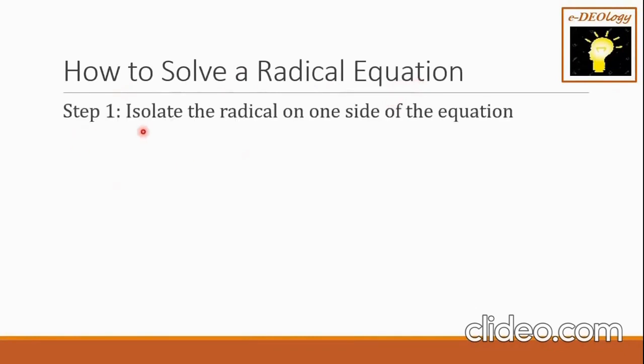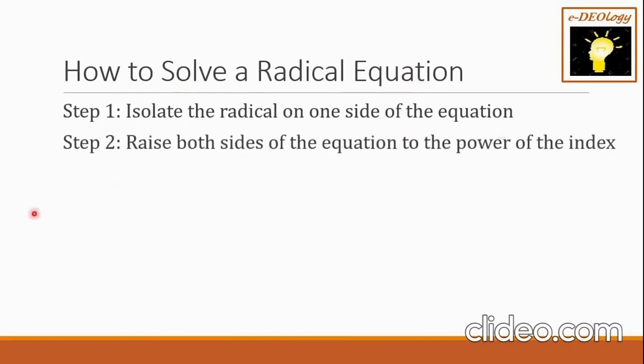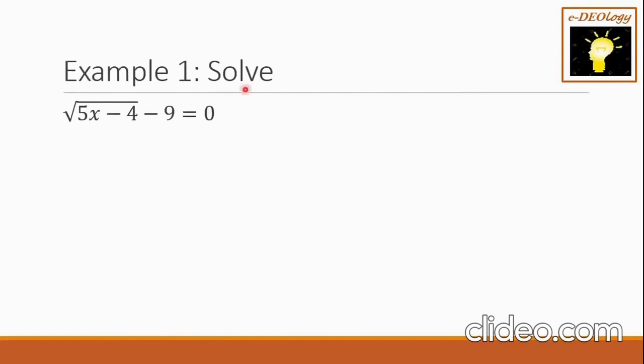The step 1 is isolate the radical on one side of the equation. Step 2, raise both sides of the equation to the power of the index. And step 3, solve the new equation. Let us have example 1. Solve this equation. The square root of the quantity 5x minus 4 and then minus 9 equals 0.